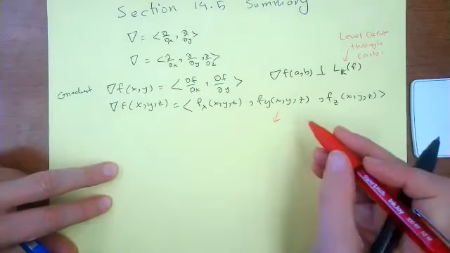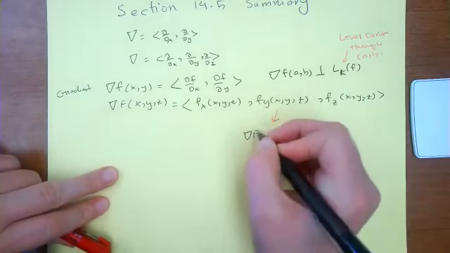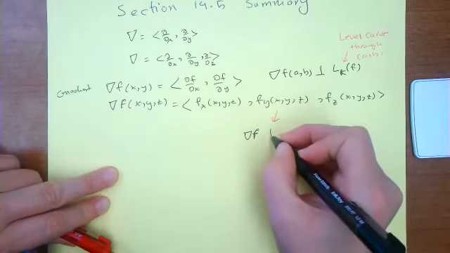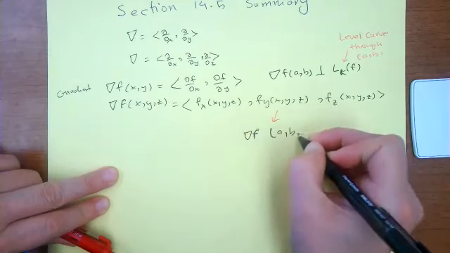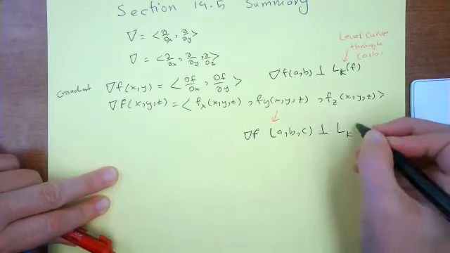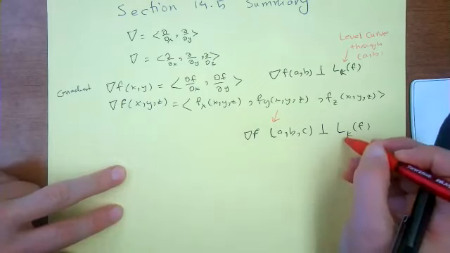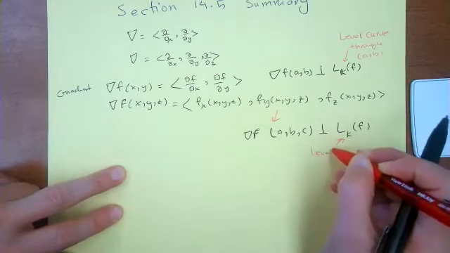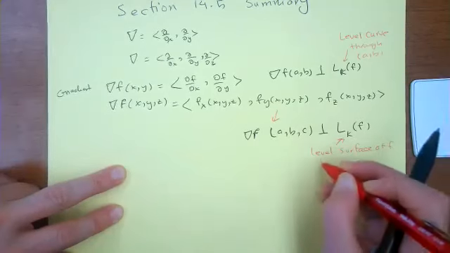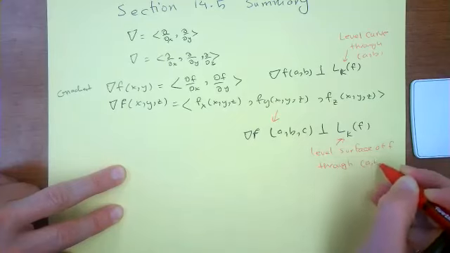Here, because there are 3 variables, I can say that the gradient of f, let's make this little f, at A, B, and C is perpendicular to the level surface of f. Because this time the level set is going to be a level surface. Level surface of f through A, B, and C.